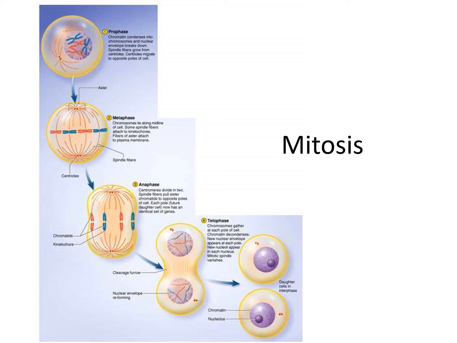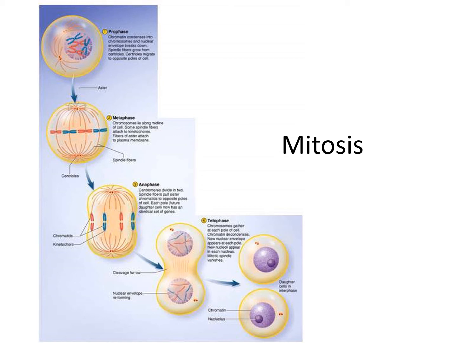Metaphase is when the chromosomes are going to align along the center of the cell. Spindle fibers attach to those kinetochores, the central region of the paired chromosomes. And then the fibers of the aster coming out from that centriole are going to attach to the plasma membrane.